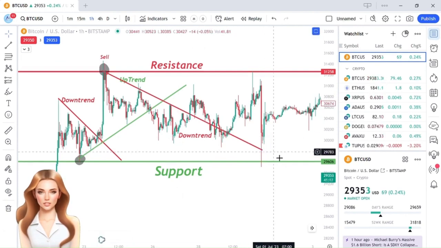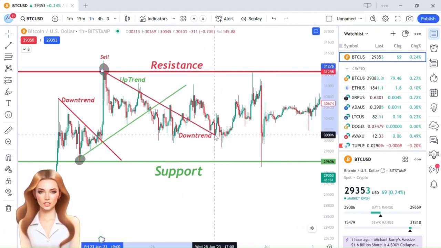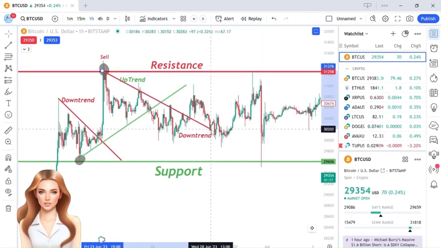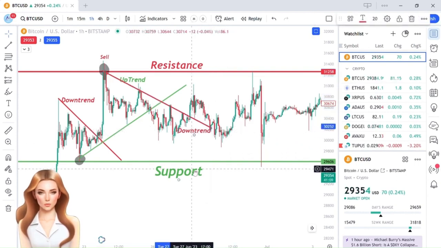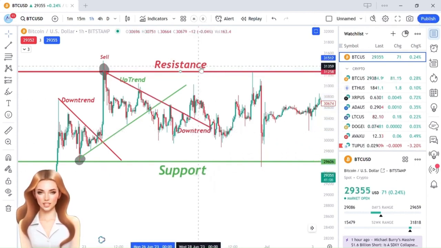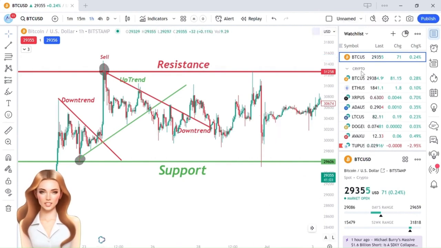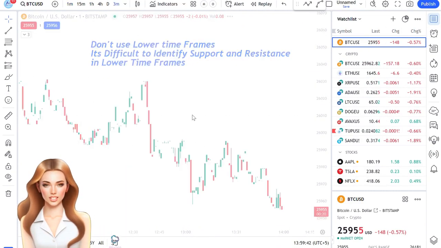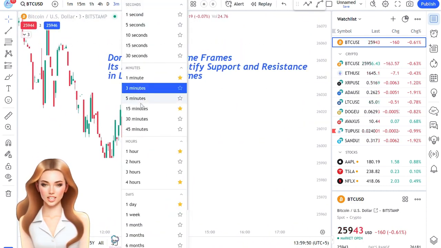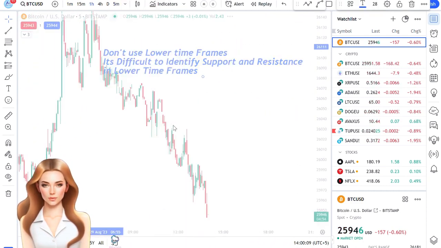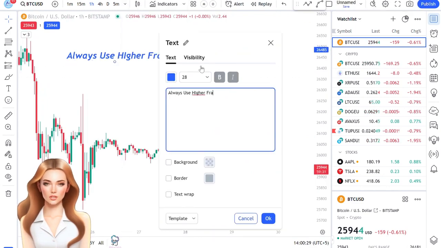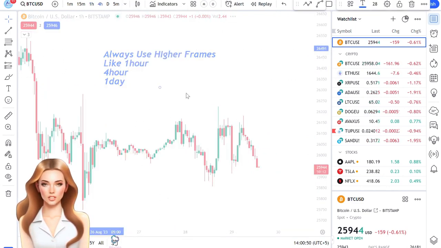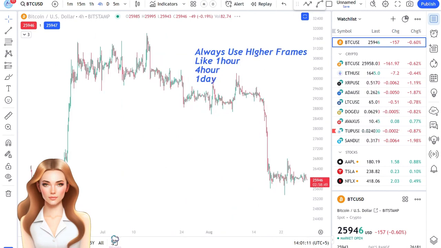Horizontal lines are often used to mark support and resistance levels. Now let's move to TradingView and see how to identify support or resistance levels and draw support and resistance lines. First, remember, don't use lower time frames to draw support and resistance, because it's difficult to identify correct levels in lower frames. So always use higher time frames like 1 day, 1 hour, 4 hour, and 15 minute.